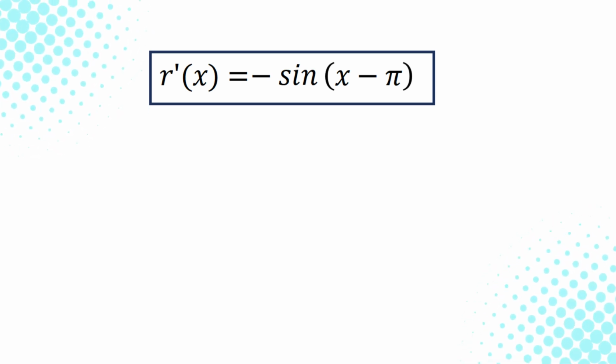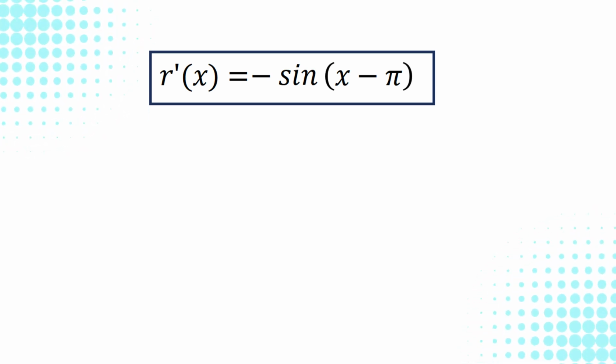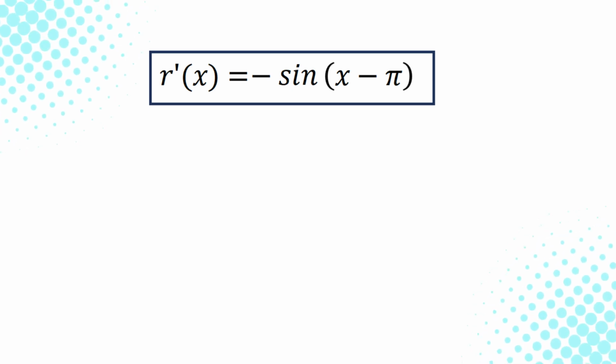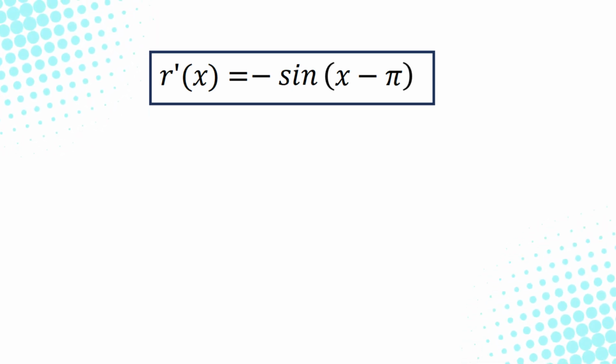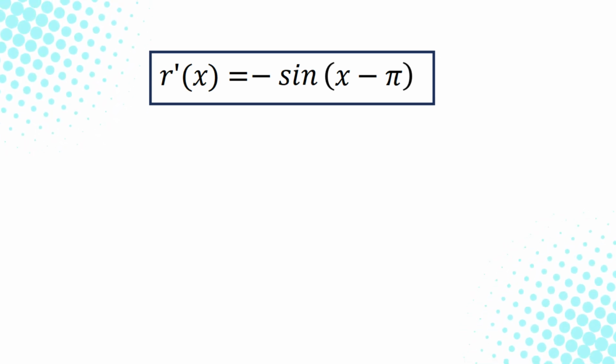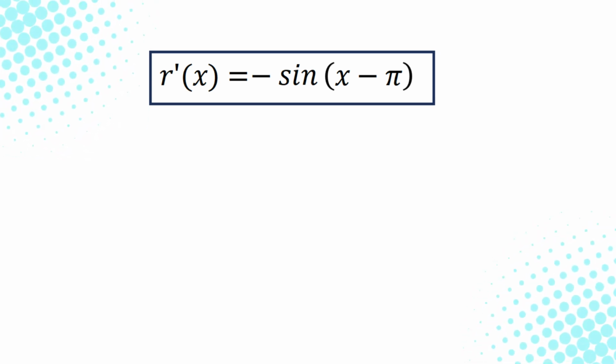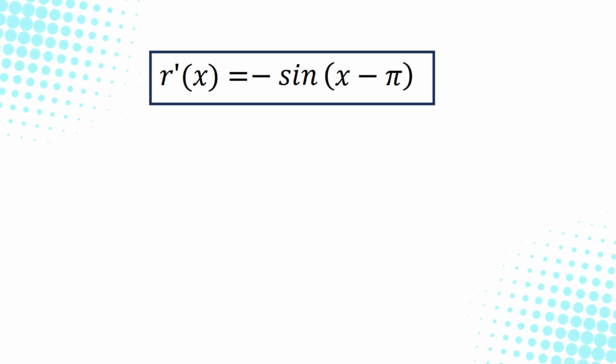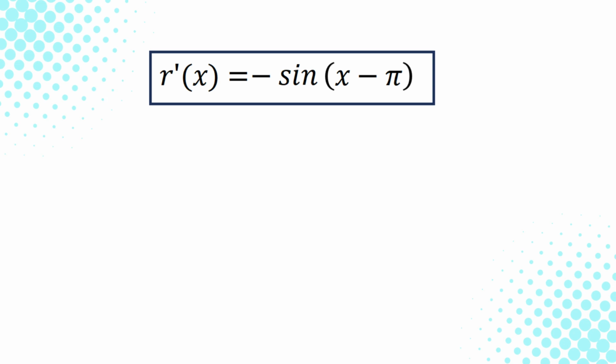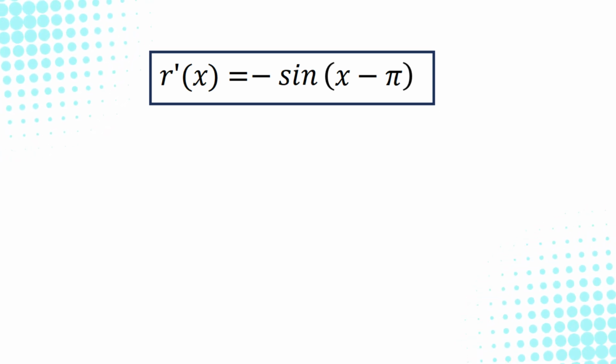In finding the second derivative, we are going to start with the first derivative. The first derivative, r prime of x, equals negative sine of the quantity x minus pi. Differentiate again using the chain rule.